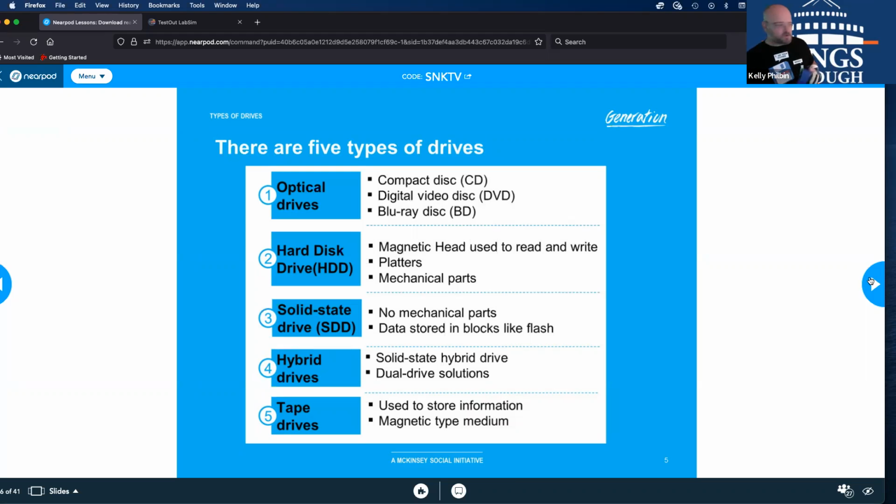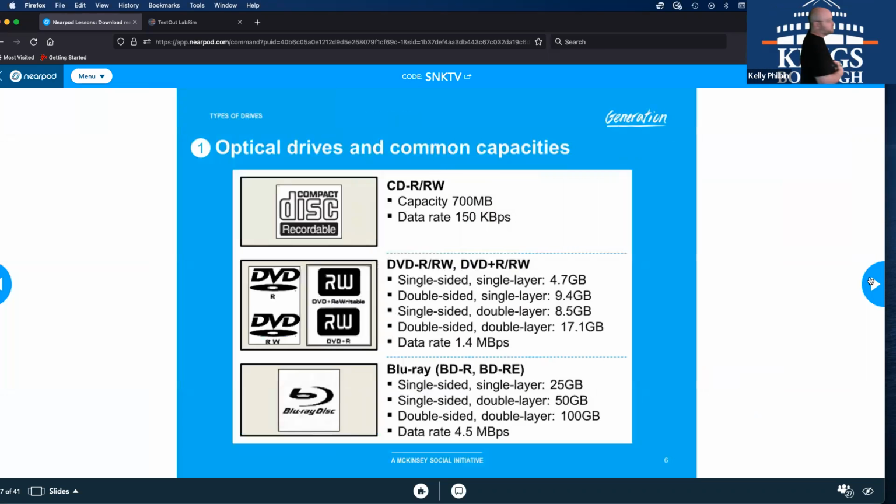But we'll talk a little bit more about them as we go through here. First, optical drives. So we have our CD, DVD, Blu-ray, and their capacities. CDs, typically around 700 megabytes.